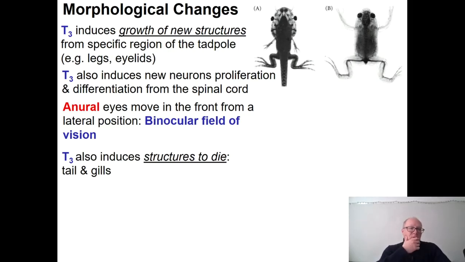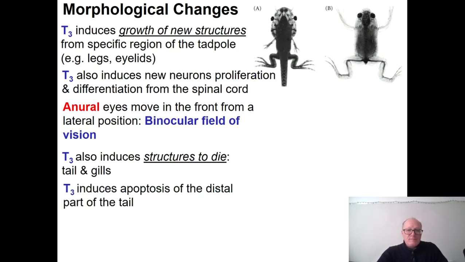So far we saw some movement of organs, we saw some production of new organs. However, T3 also induces some structures to die. So this is quite interesting if you think about it, because T3 is inducing overgrowth of some structures, but the same signal, T3, is inducing some other structures to die. For example, the tail is going to die and be resorbed as well. The gills of the tadpole are going to be removed.